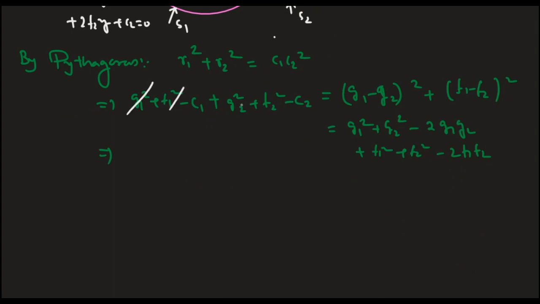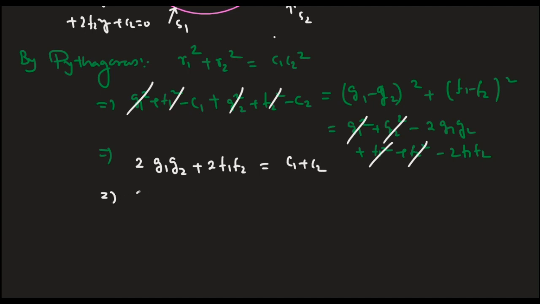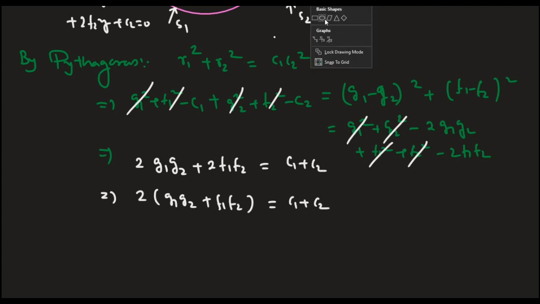So first of all, g1 f1 and g2 f2 cancel out, and next, what? c1 c2 only are left. So now I am taking here 2 times g1 g2 plus 2 times f1 f2, which is equal to c1 plus c2. If I take 2 common, it will be 2 times g1 g2 plus f1 f2 is equal to c1 plus c2. So this is one of the very important formulas.